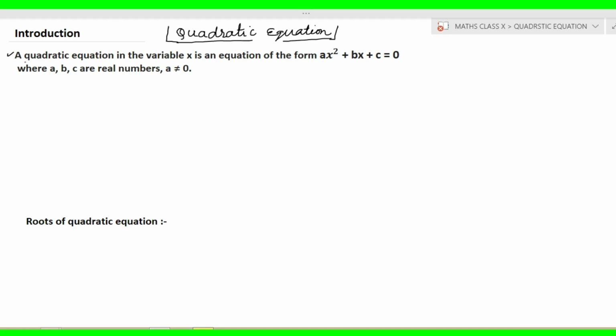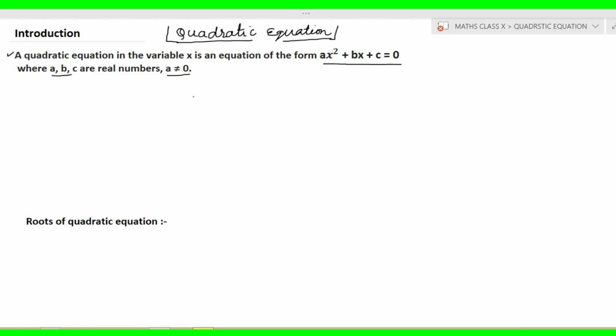A quadratic equation in the variable x is an equation in the form of ax square plus bx plus c equal to 0, where a, b, c are real numbers and a should not be equal to 0. If we put a equal to 0, then the x square term will vanish and only bx plus c will be left. That will be your linear equation in one variable. So a should not be 0, then x square persists. b and c can be 0.